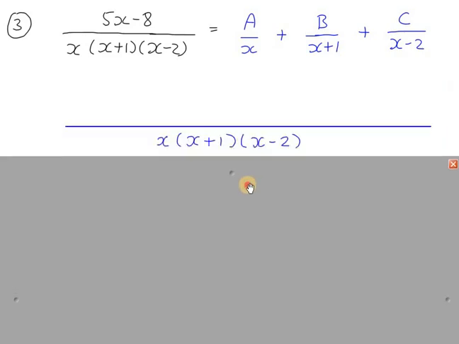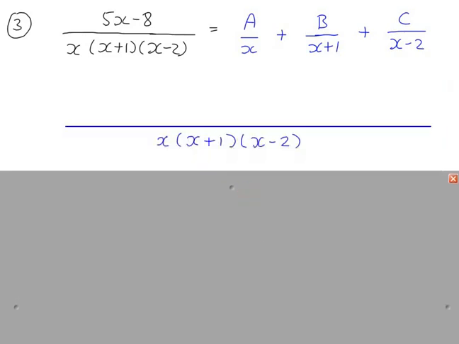Here's the long version. Just like we did in example 2, we multiply these denominators together to get the same denominator as the other side. That's what the aim is. We want the same denominators on both sides.